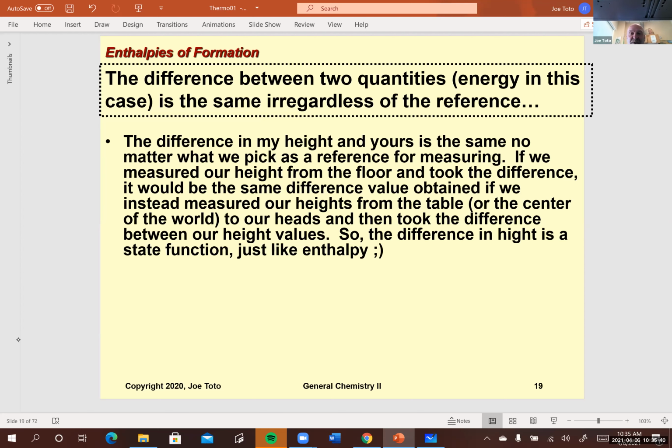And so I use this analogy here to try to help you understand this concept. Now, let's pretend that we wanted to find the difference in our heights. I could measure myself from the floor to the top of my head, and so could you, and we would take the difference, and that would give us the difference in our height.